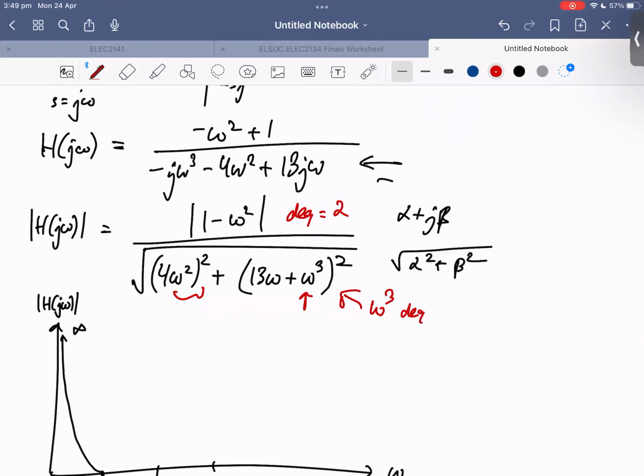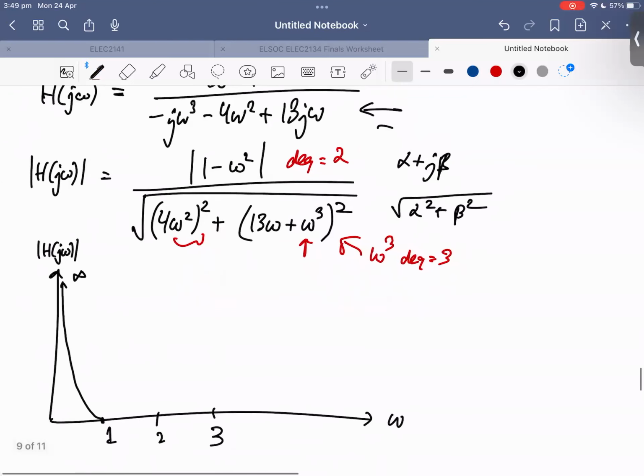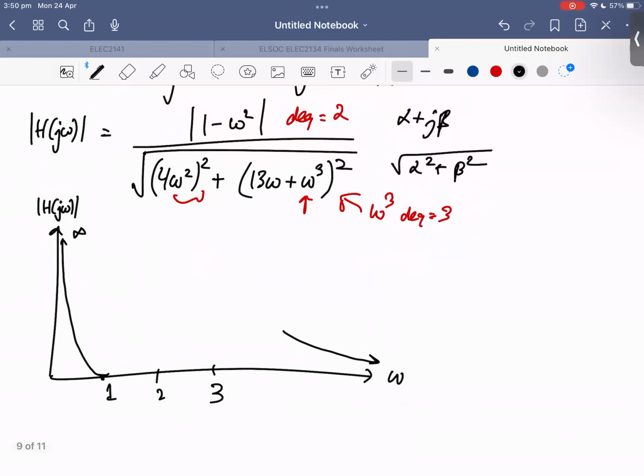So degree equals 3. And because the degree of the denominator is greater than the degree of the numerator, that means that as we go to infinity, the transfer function is just going to go to 0. So it looks something like this. You know that the transfer function has to approach 0 as you go on, and you know that it can't be negative because it's a transfer function. So the transfer function looks something like that.